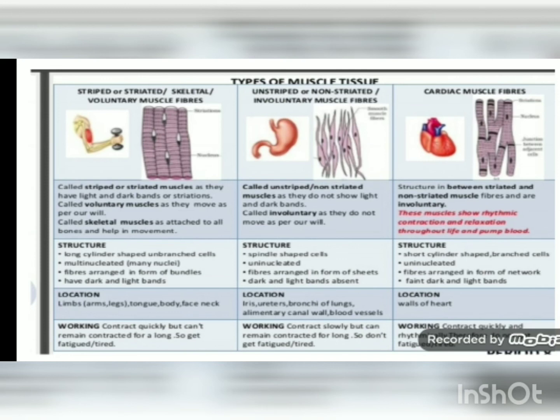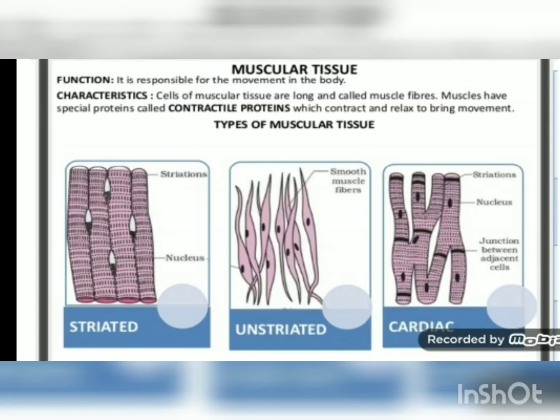Now about the structure, you can see in this figure the stratified muscle fibers are cylindrical in shape and they have more than one nucleus in the cell. They are unbranched.